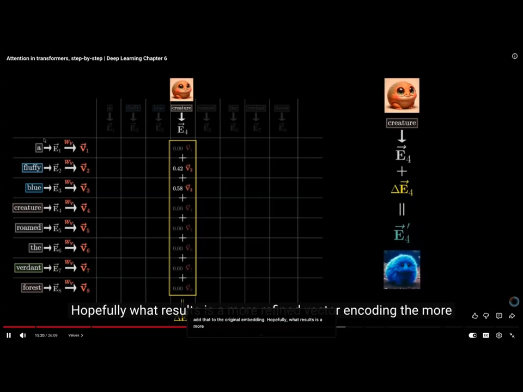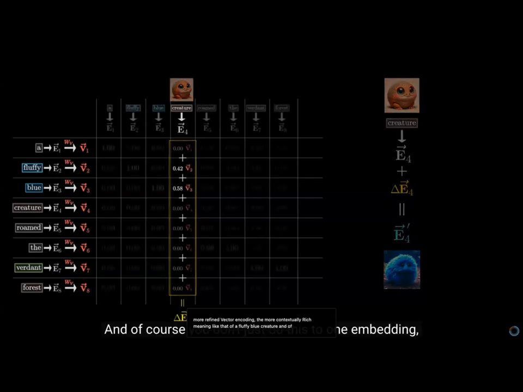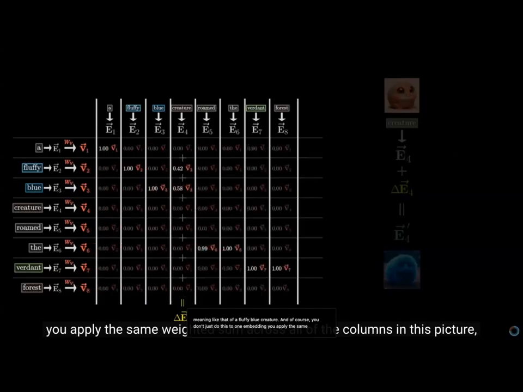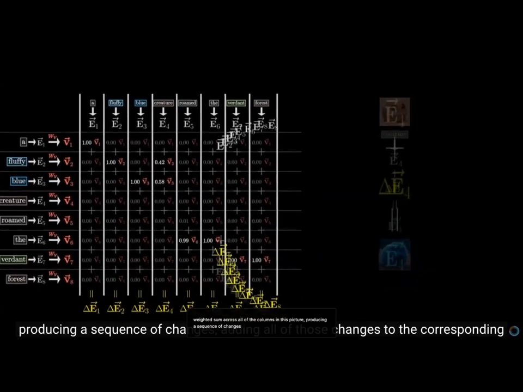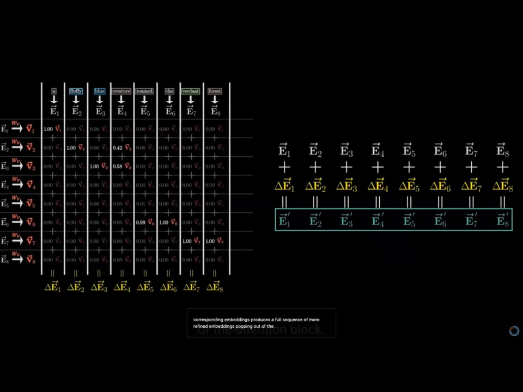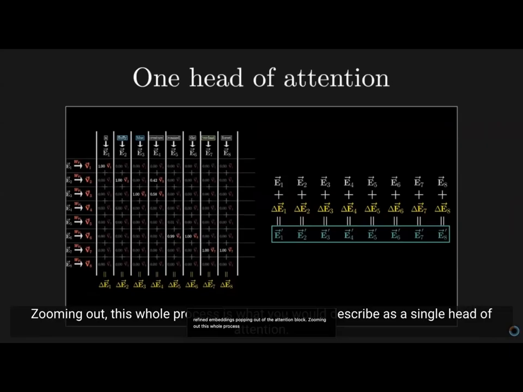Hopefully, what results is a more refined vector encoding the more contextually rich meaning, like that of a fluffy blue creature. And of course, you don't just do this to one embedding, you apply the same weighted sum across all of the columns in this picture, producing a sequence of changes. Adding all of those changes to the corresponding embeddings produces a full sequence of more refined embeddings popping out of the attention block.